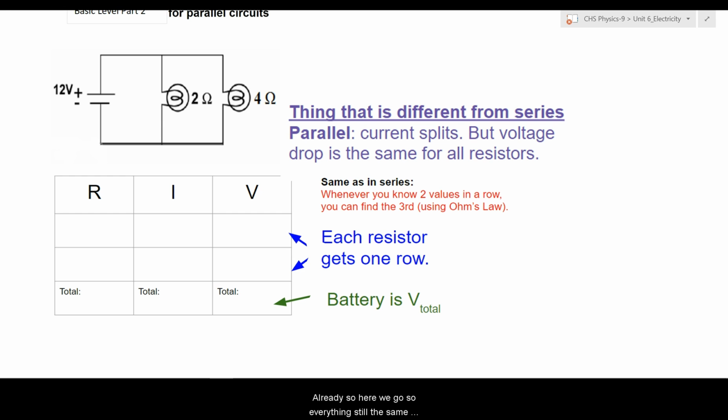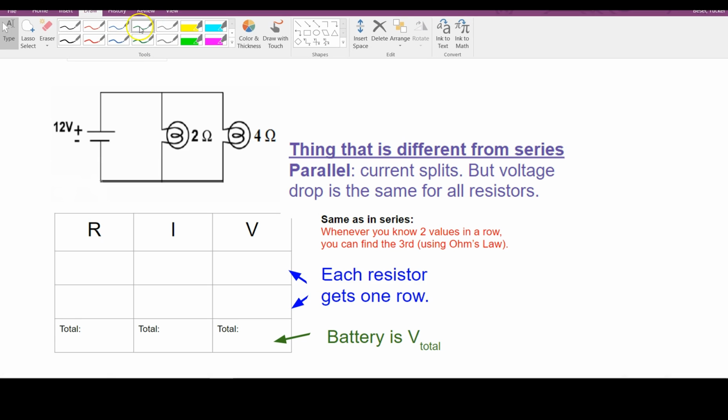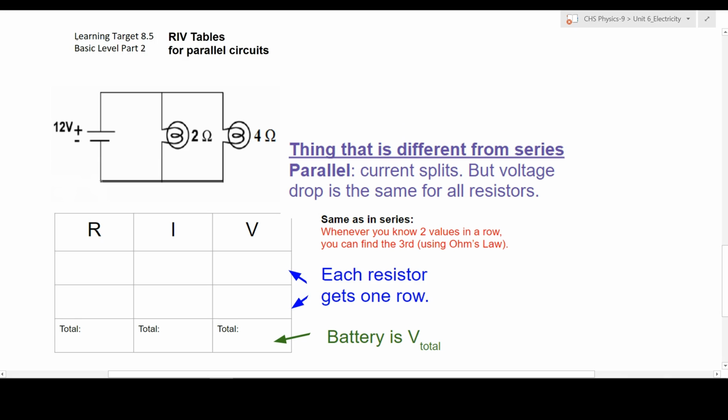Alrighty, so here we go. So everything's still the same that's on my screen as it was before, but I just may have rearranged it just a little bit. So again, just a reminder, this is Learning Target 8.5. Oops. Got the white marker on. Switch over to this guy. This is 8.5, basic level part 2, is all about parallel circuits.